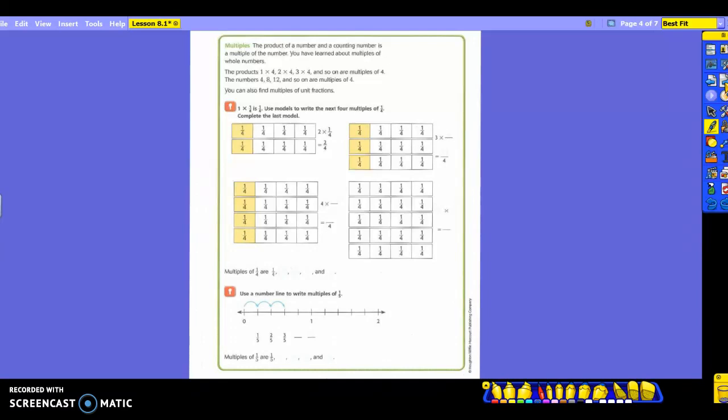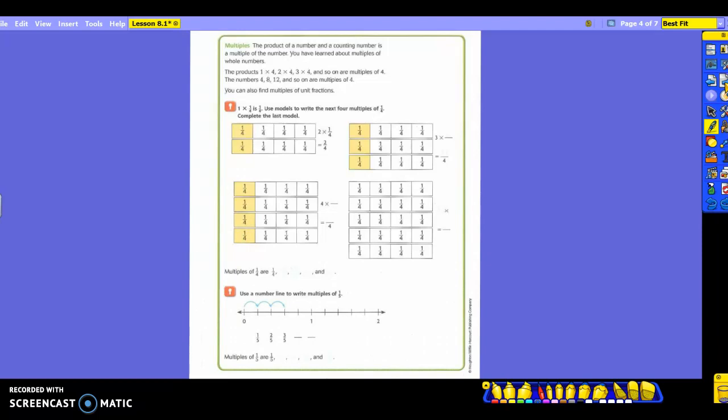Here's where your multiples come in. A product of a counting number and a number is a multiple of the number. You have learned about multiples of whole numbers. So if we're doing multiples of 3, we know it's 3, 6, 9, 12, 15, as long as I can count, right? Products, 1 times 4, 2 times 4, 3 times 4, and so on, are all multiples of 4, because you're multiplying by what? 4. The numbers 4, 8, 12, and so on are your multiples of 4. So when you did 1 times 4, you got 4. When you did 2 times 4, you got 8. And 3 times 4 is 12. Those are all multiples of 4.